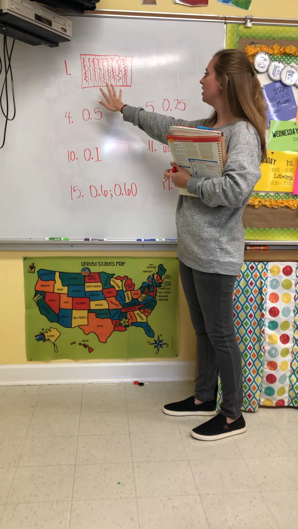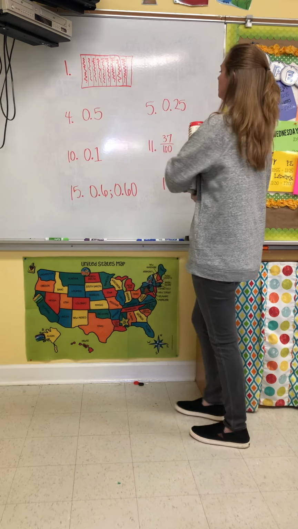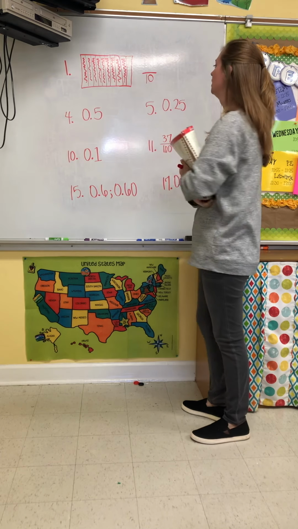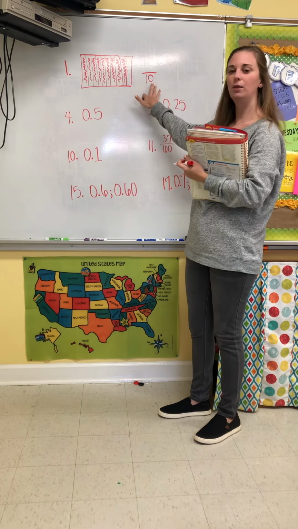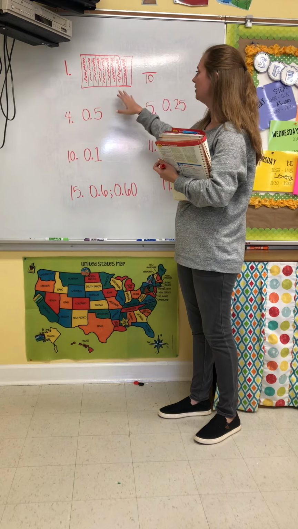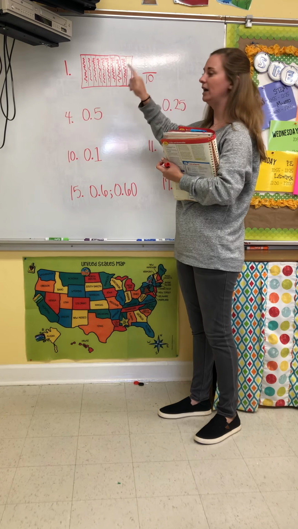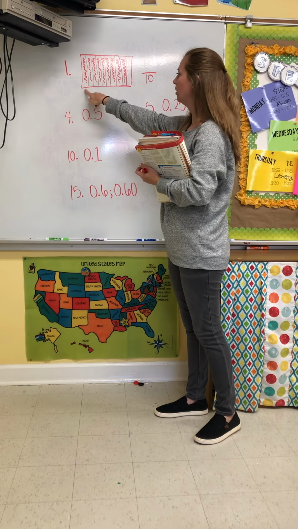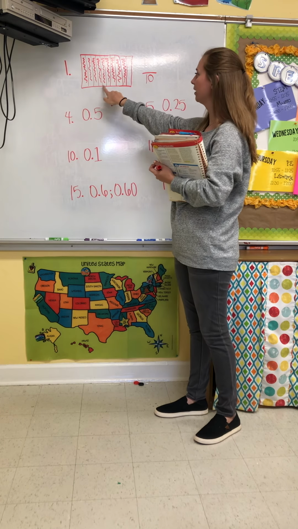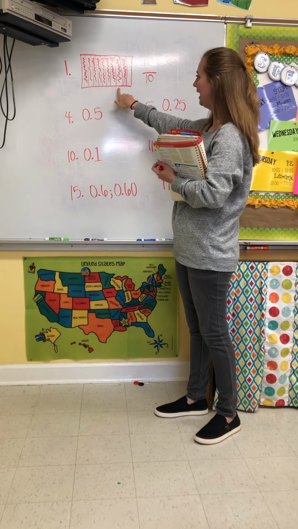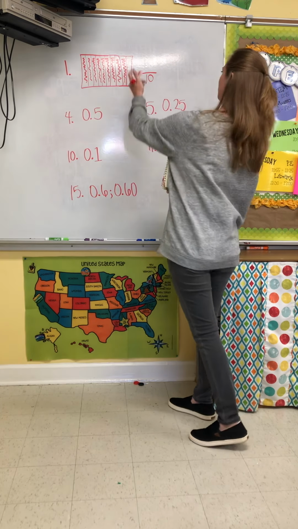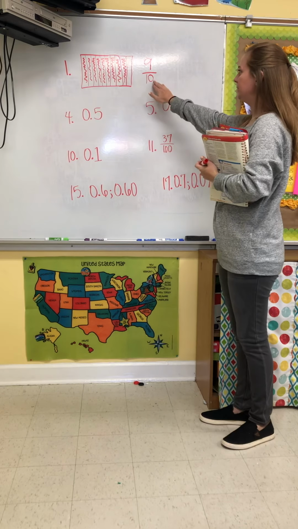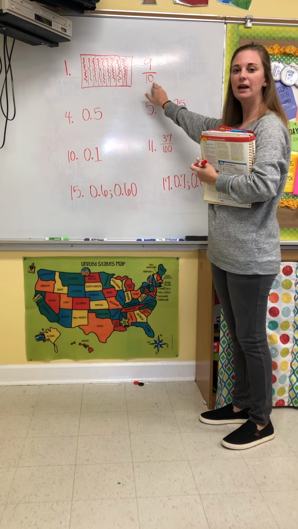All we're going to do now is do our fraction first. I'm working with the tenths, so I'm going to put my 10 on the bottom to represent that. Then I just count how many shaded columns, or rods, I have: 1, 2, 3, 4, 5, 6, 7, 8, 9. So I have 9 shaded, and I'm going to put that on top. That's how you would write 9/10ths as a fraction.